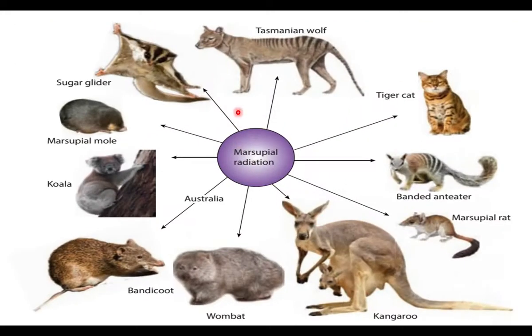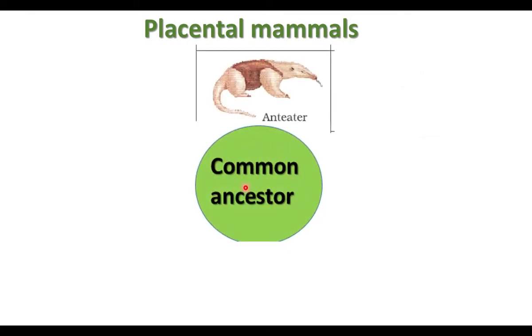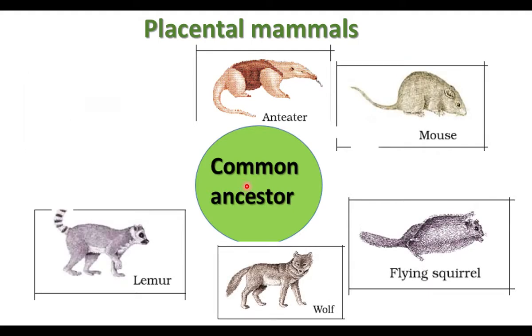So this diagram shows the adaptive radiation of placental mammals. A common ancestor is at the center, and there was diversification. The species radiate from the common ancestor. This is adaptive radiation in marsupials. A similar type of adaptive radiation is seen in placental mammals. From a common ancestor, they evolved further. This is the second adaptive radiation.